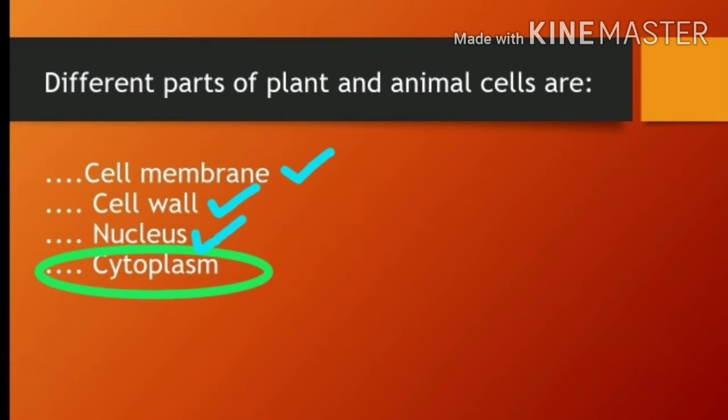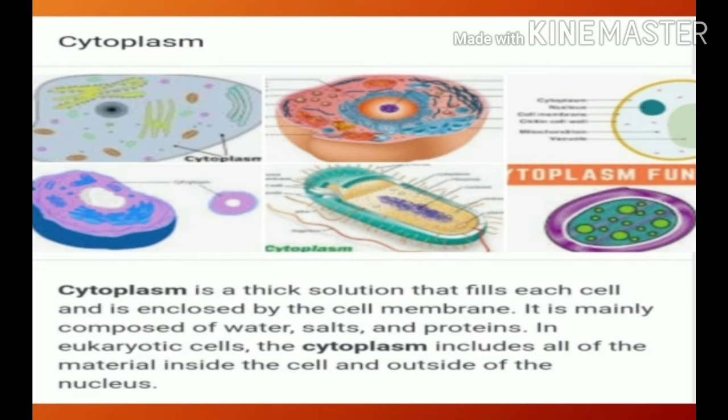We already have studied different parts of plant and animal cells in my earlier videos, right? We have studied about cell membrane, cell wall, nucleus. Now in this video we are going to study about cytoplasm. Okay, let us start. First of all, we must know what is cytoplasm, right?